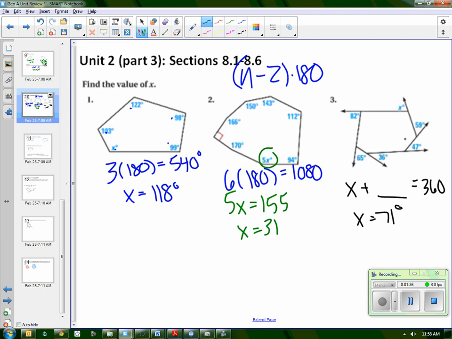All these add up to 360, so you do x plus this plus this plus this plus this plus this, add them all up and you get 360. So x is 71. That's it, exterior angles add up to 360.